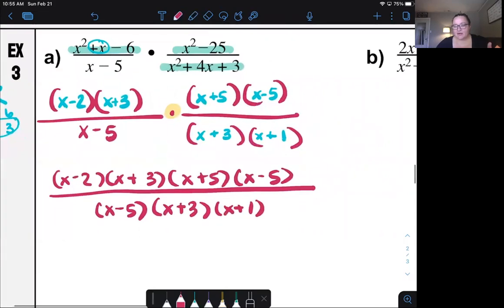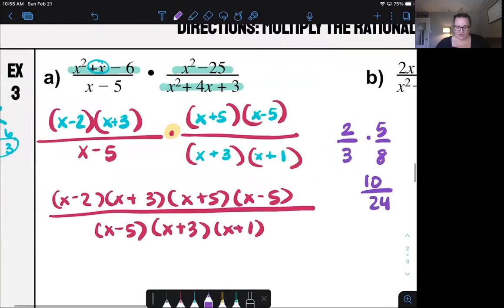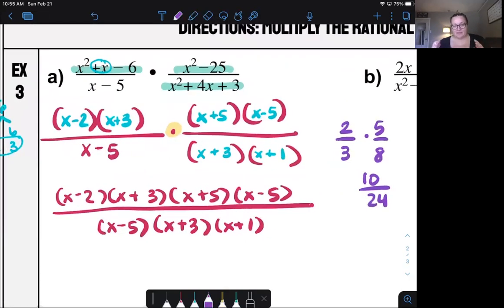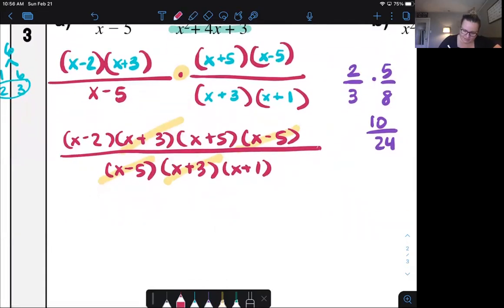I know I can do that because if you recall, when you multiply fractions, like if you had 2/3 times 5/8, you multiply across. So 2 times 5 would be 10, 3 times 8 is 24. So I'm doing the same thing. All I did was multiply across and combine them into one fraction. So now I'm going to simplify. I'm going to take x minus 5 divided by x minus 5, x plus 3 divided by x plus 3, so we're left with x minus 2 times x plus 5 all over x plus 1.